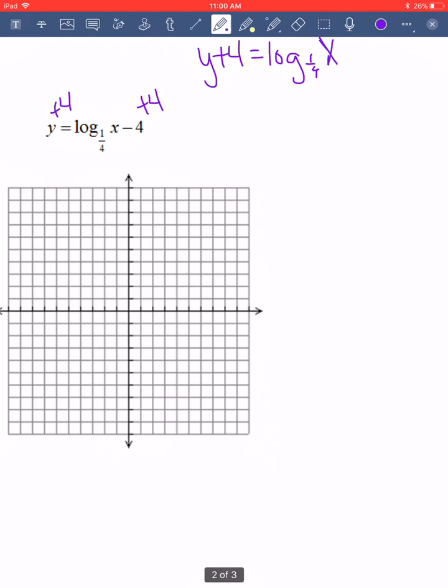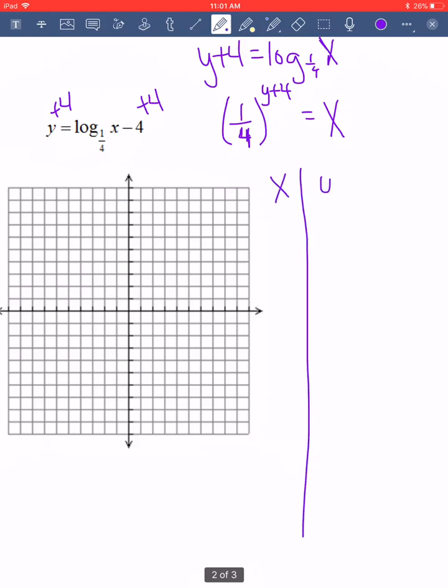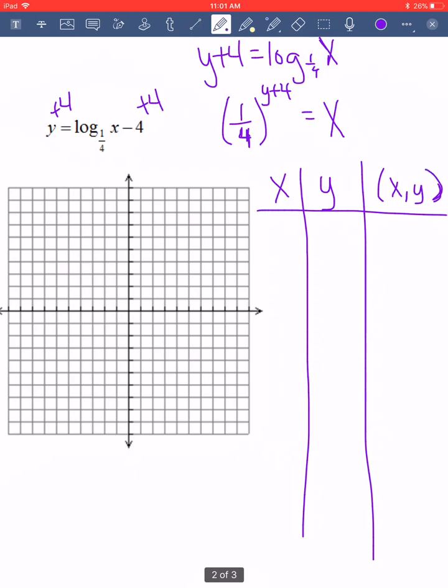And now I can put this in exponential form. So my base is 1/4. I'm being raised to the y plus 4 power, and that equals x. This is going to be my equation that I'm going to be plugging everything into. So I need to be extremely careful about which y values I'm plugging in, because whatever I plug in for y, I'm going to be adding 4 to, and then that's going to end up being my exponent. So I'm not going to be super willy-nilly with what I'm plugging in for y.